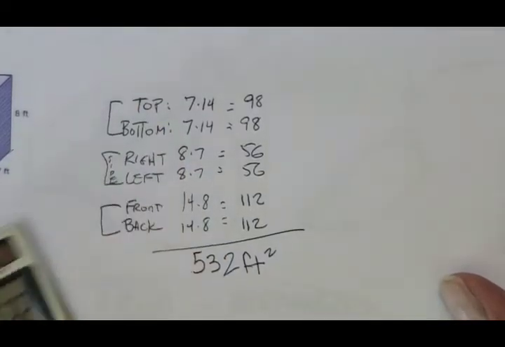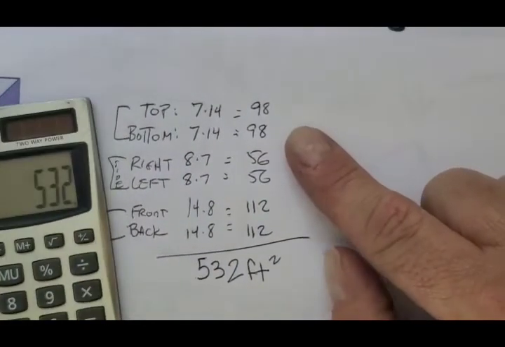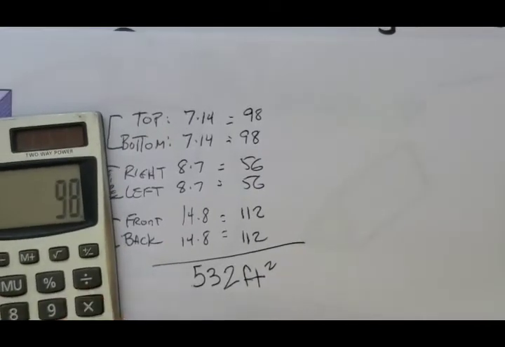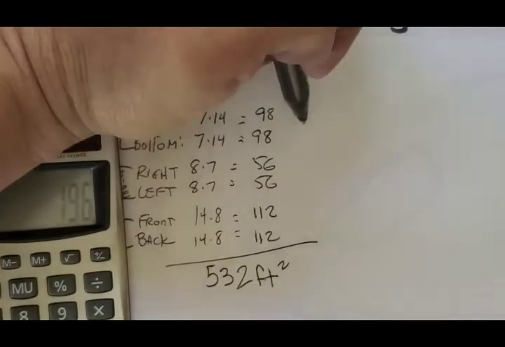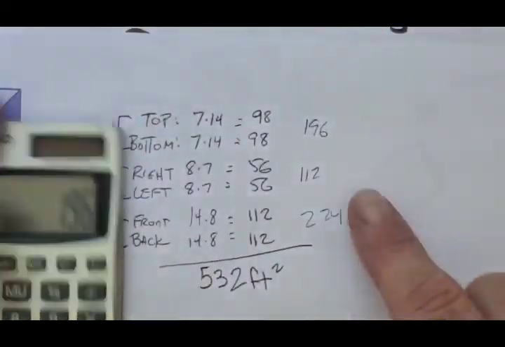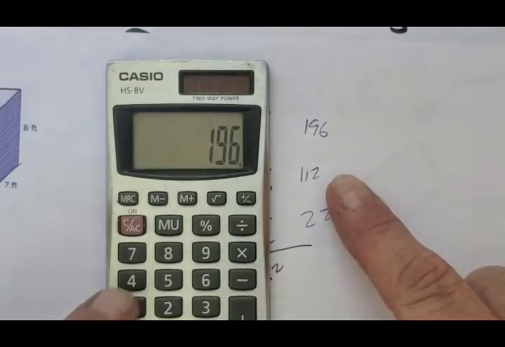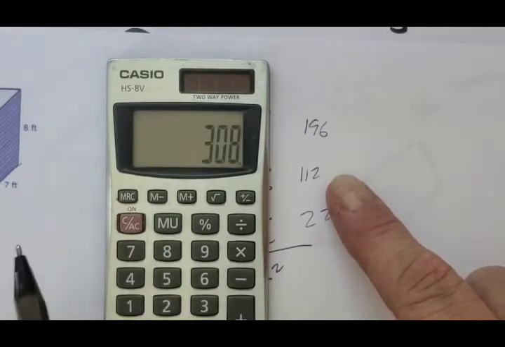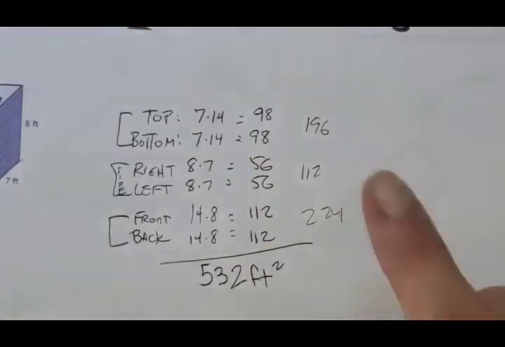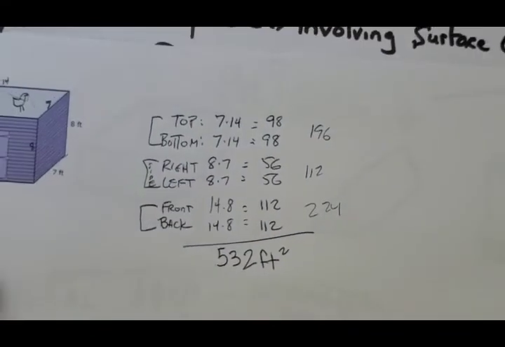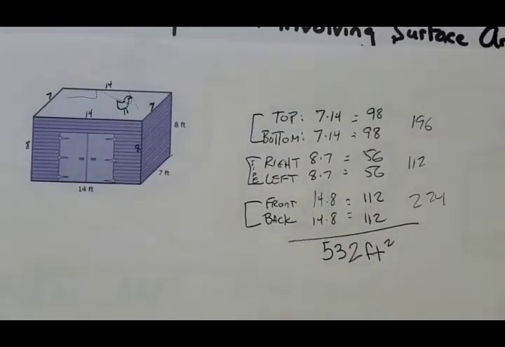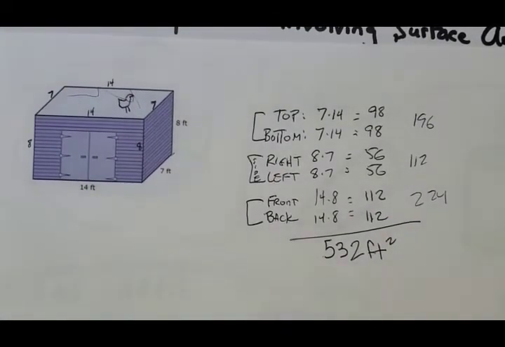532. Now, I made a mistake on the last one, so I'm going to go back and double check this. Okay? And 98 times 2 is 196. This is 112, and that's 224. So I'm going to add these together. Plus 112 plus 224. Hey, 532. So the overall total surface area of this figure, this three-dimensional prism, is 532 square feet.